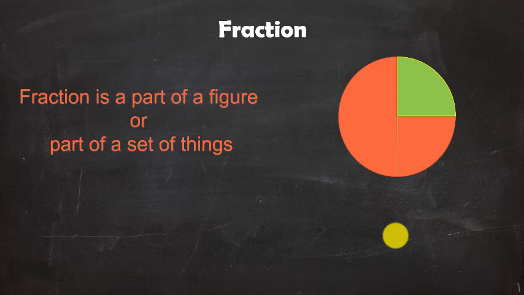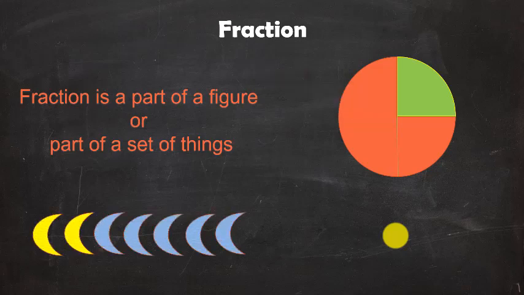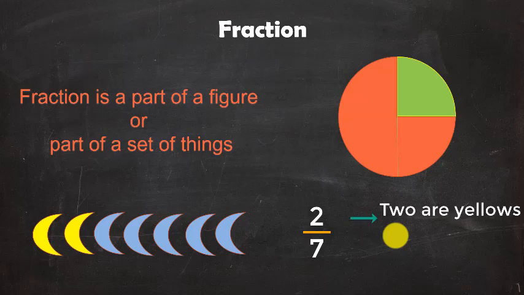And a fraction is not only for one part of a figure, it could be a part of a set of things from the same figure, or it could be different figures. In this case, if I ask you about these 7 moons, let me see, 1, 2, 3, 4, 5, 6, 7. Yes, I have 7. From the 7 moons, how many yellow moons do I have? In this case, I am telling you the fraction 2 over 7ths.